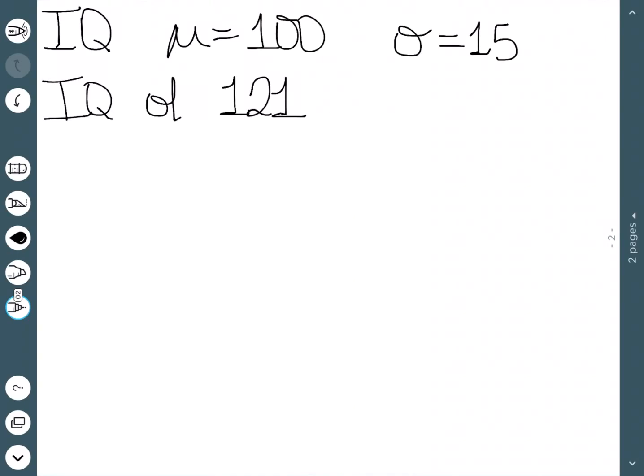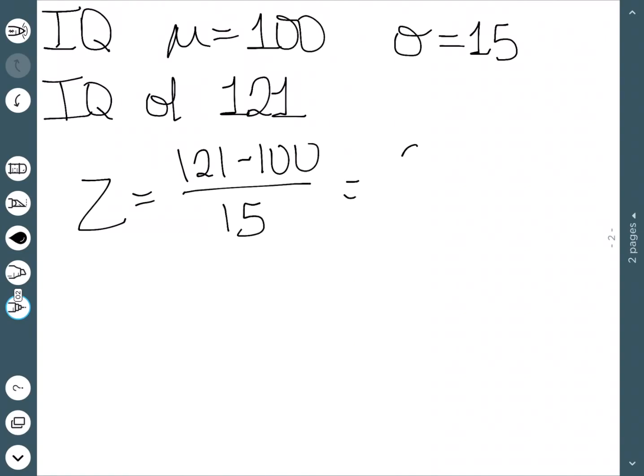We know that IQ has a normal distribution, and we know that the mean is 100 and standard deviation is 15. So what's the z-score of the IQ of 121? Well, z would be our IQ minus the mean divided by the standard deviation. So we have 21 over 15, which is 1.4. So here our z-score is 1.4.